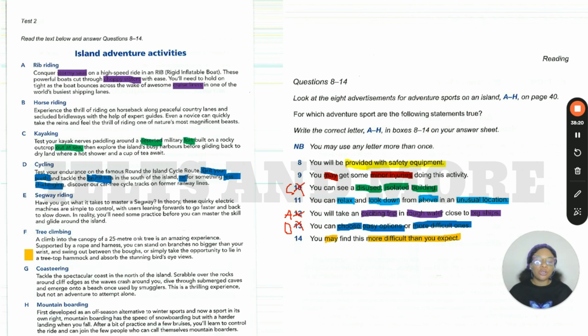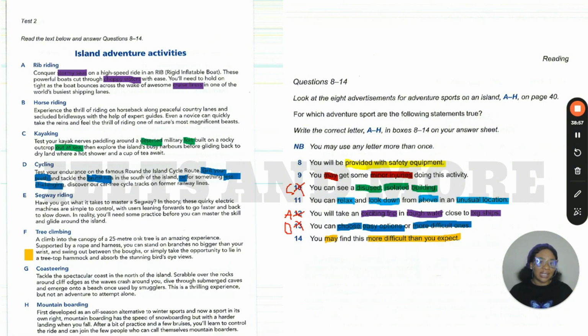But that should not deter you from trying to get your answer, because if you've noticed now, the words that actually matter are words you understand. The key words are words you understand. Provide safety equipment, minor injuries, disuse, isolated, relax, look down, exciting trip, rough waters, easy options, more difficult than you expect. These are not complex words like Segway and the rest. So don't get discouraged when you see words like this that you don't know. Always remind yourself that you're only looking for the keywords, the meanings. You're looking for it in the passage, okay?